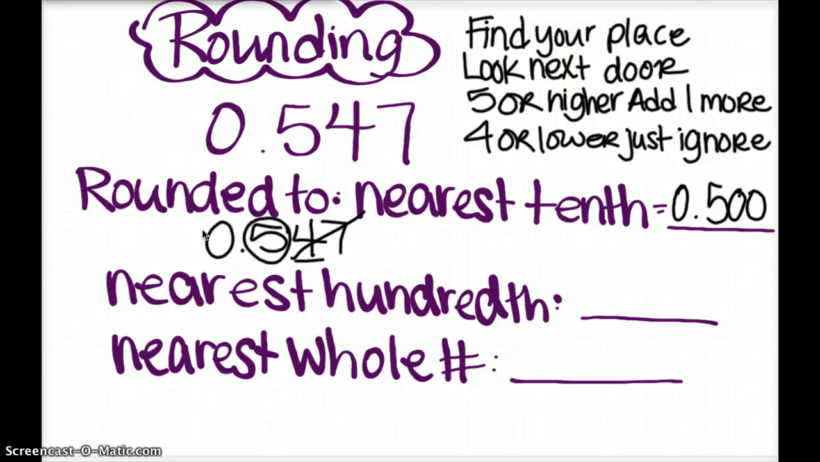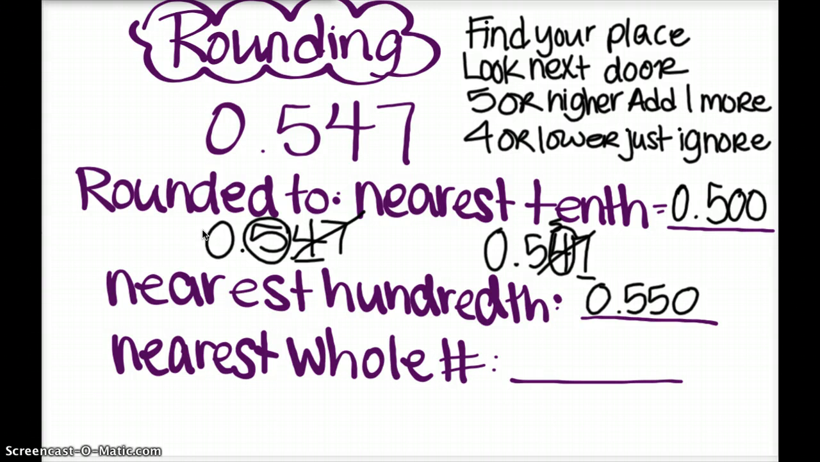If we were then rounding to the nearest hundredths. Okay, here's my original number. What digit is in my hundredths place, Maya? Your hundredths place is your 4. So I'm going to find my place. I'm going to look next door. Is that 7 5 or higher? Yes. So what's it going to do to the 4? Make it a 5. So I would end up with 5.55.